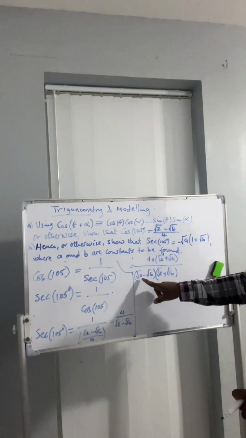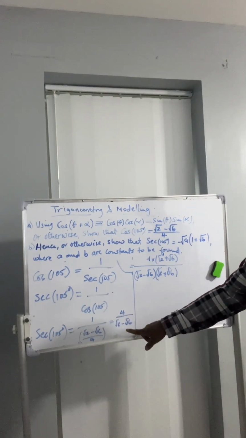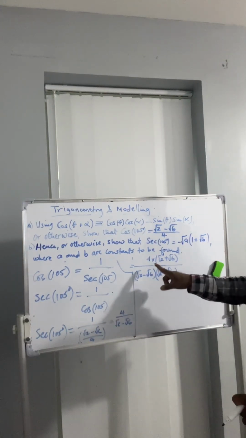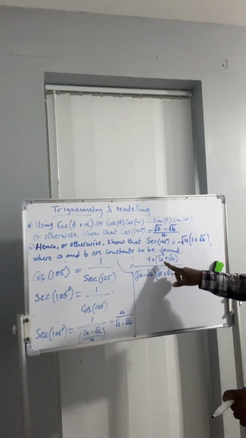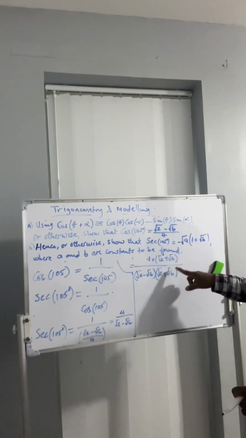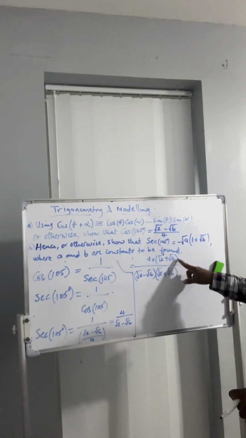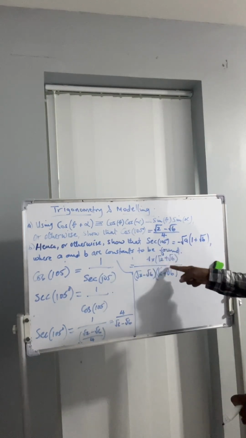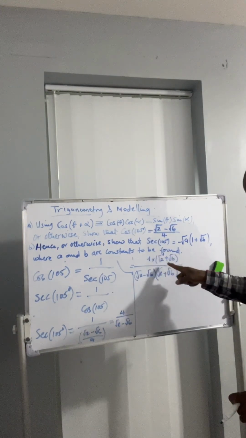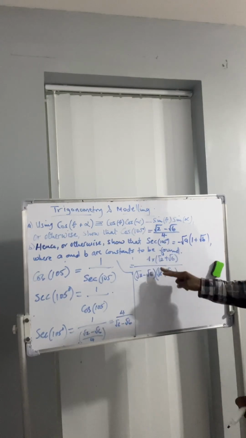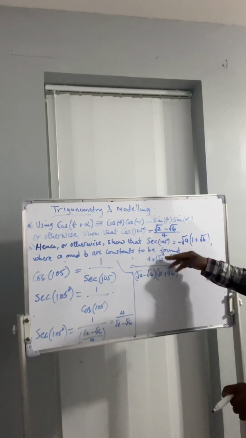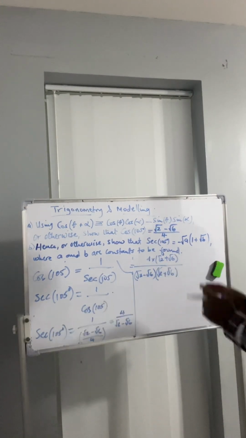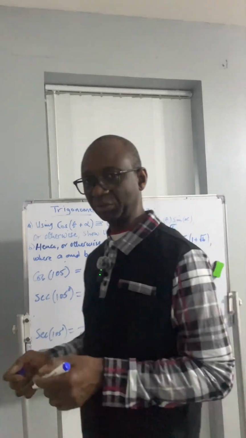So that's what we have here. 4 over root 2 minus root 6. This is the original form. We have now multiplied top and bottom by root 2 plus root 6 over root 2 plus root 6. This will cancel this. It's 1. So you still have your original equation. This is just to conjugate, to simplify the denominator, more or less.